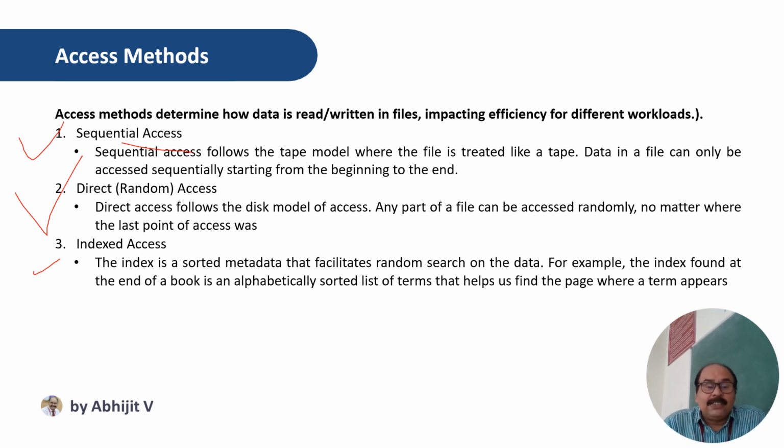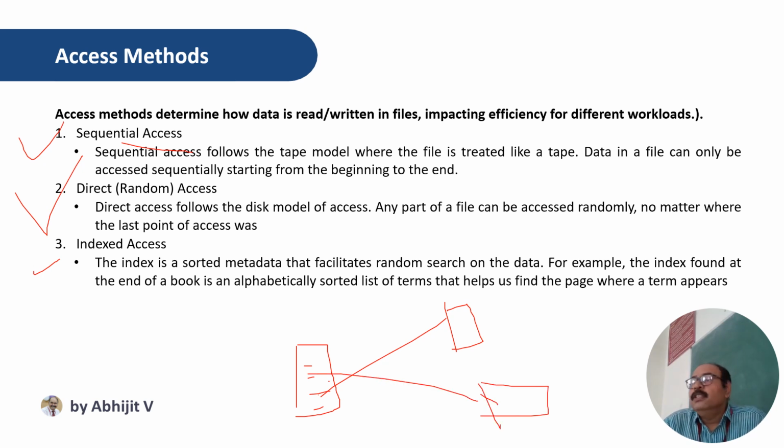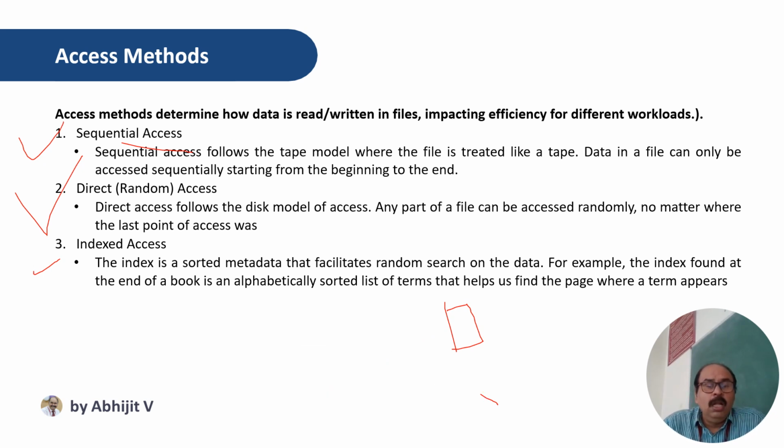The third one is indexed access. That means you have an index, 1, 2, 3, 4. You click, and this file is accessed. This is a file name, the other one is like that, and so on. This is called indexed access. That means you have an index file that is sorted in some way, could be alphabetical or the other way around. So this type of access method is called the indexed access method.